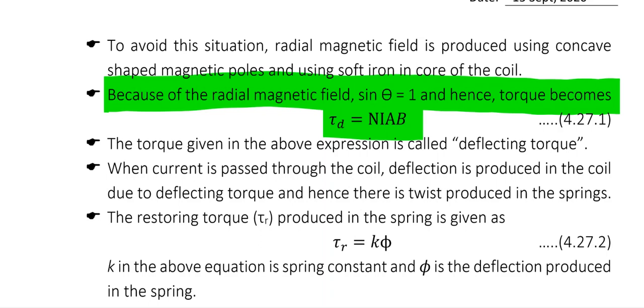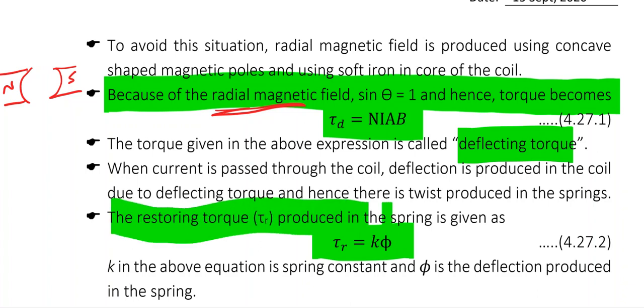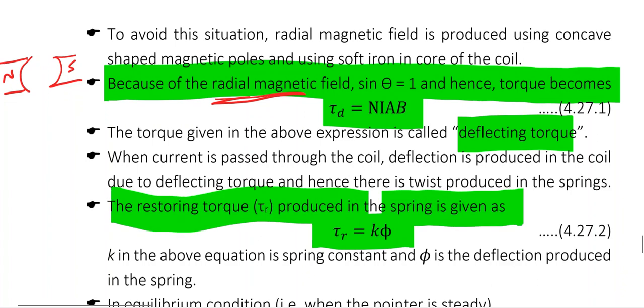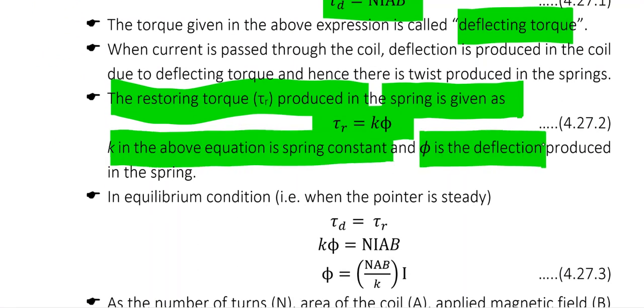And how to achieve radial magnetic field? Two ways. Use this shape of magnetic poles and secondly, use soft iron in the core of coil. So with those two, torque becomes NIAB. And this torque is called deflecting torque. And then you have one more torque, K phi. From where do we get it? Restoring torque is produced by the spring. And K is spring constant, phi is the deflection produced in the coil.